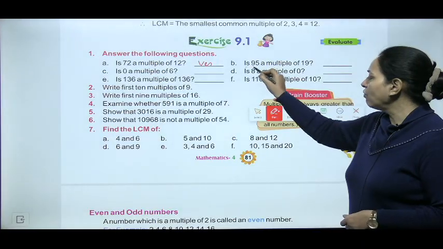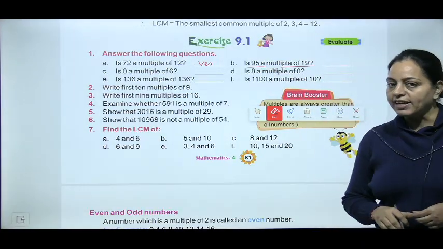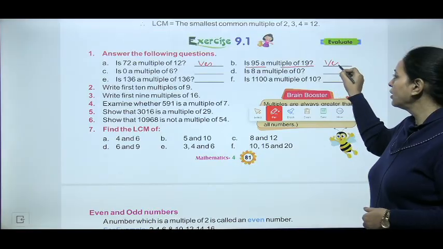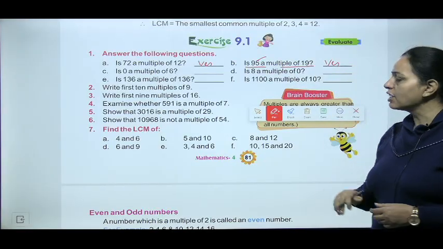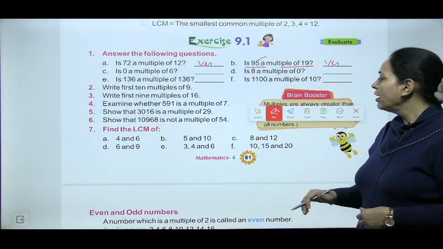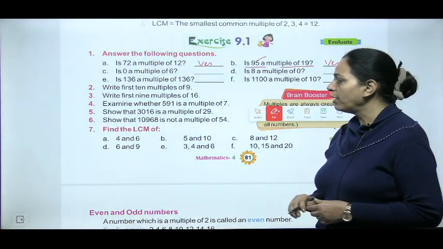Now B, is 95 a multiple of 19? Yes, because 95 comes in the table of 19. Now similarly you can try the remaining parts.